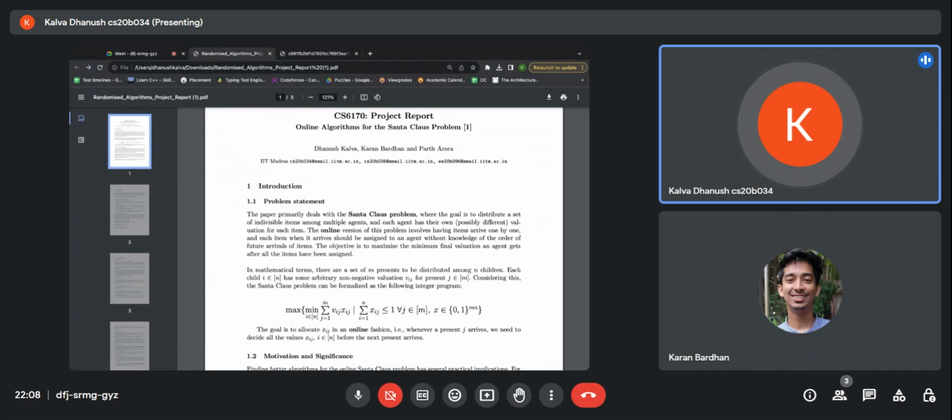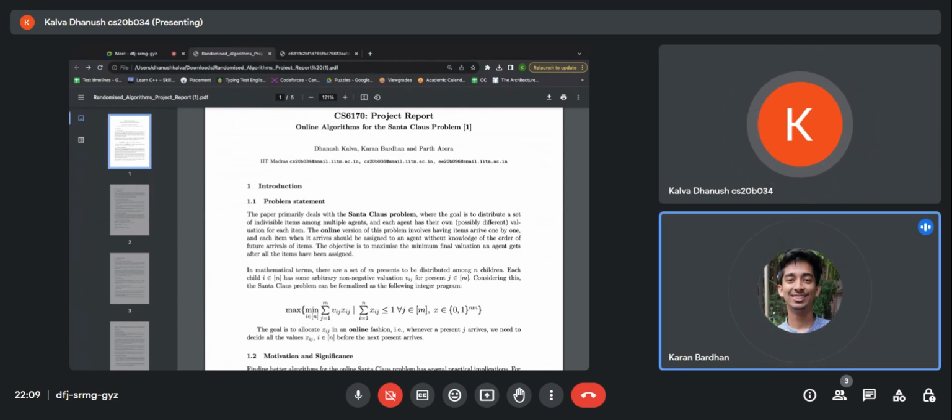Now the problem itself is we get the items one by one, and we need to assign each item to one child as we get it, and once we are done assigning one item, we get the next item in. And our goal is to make sure that all the children are as happy as they can be, as in the child who's the least happy, this should be maximized.